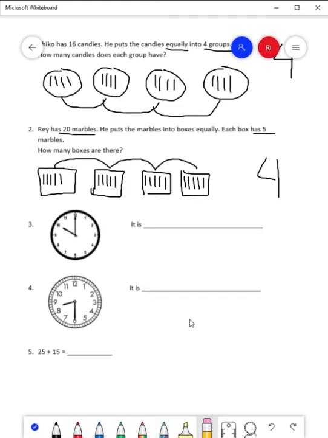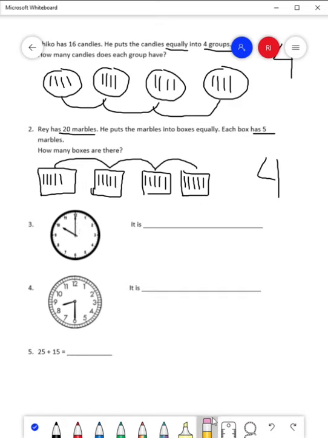Question number 3. Question number 3 is about time. So remember that there are two hands. The short one is called the hour hand and the long one is called the minute hand. If the minute hand is at 12, we can read that as o'clock. So what o'clock is that? Look at the hour hand. The hour hand is at 10. So it's actually easy. We know that it is 10 o'clock.